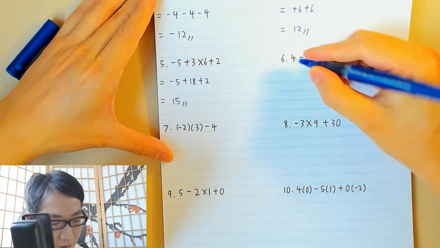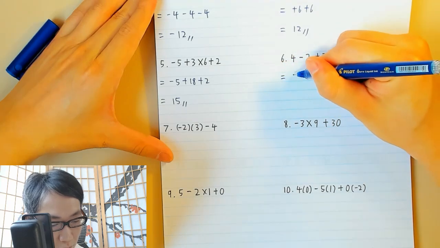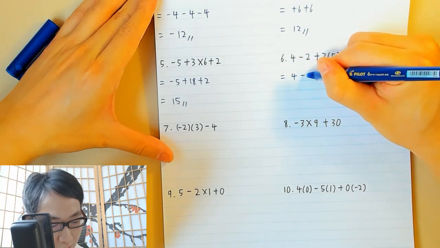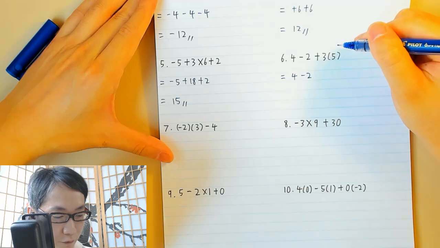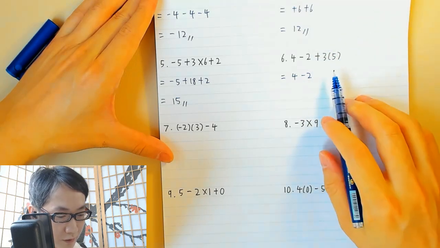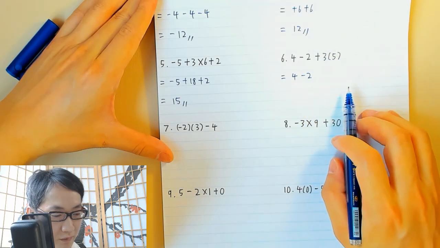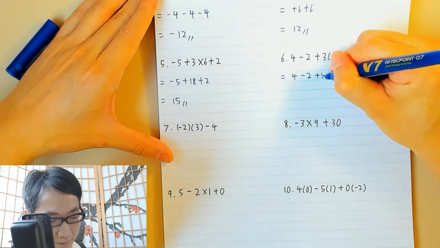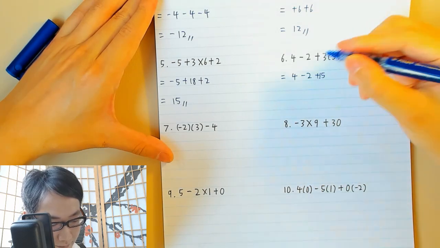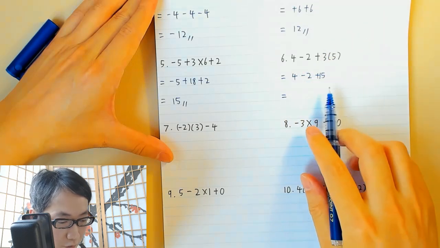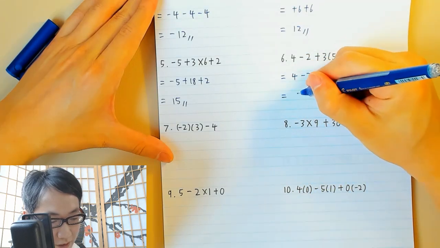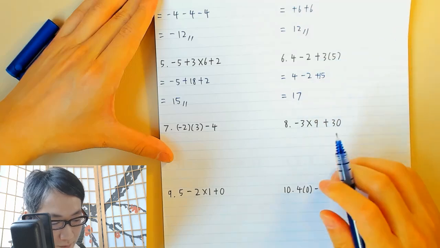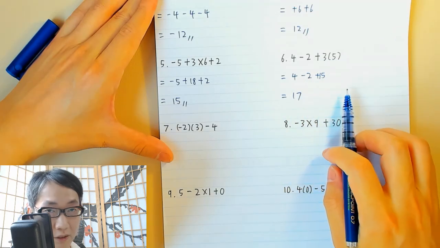And number 6. First term positive 4. Second term negative 2. Third term positive 3 times 5. That will be a positive 15. And all of these together will be 17. So this is 2 plus 15.